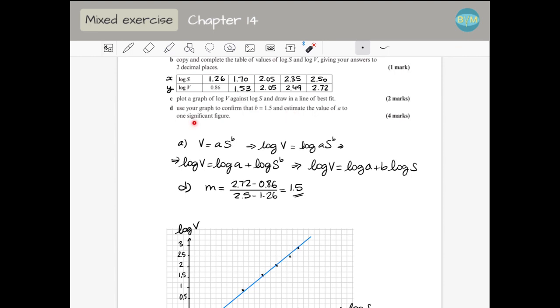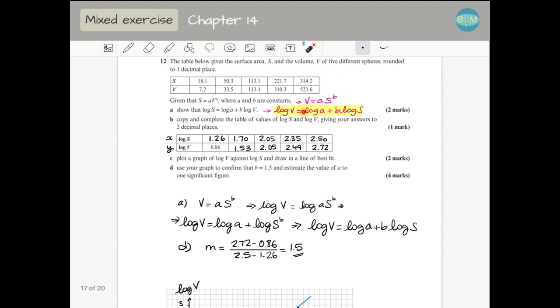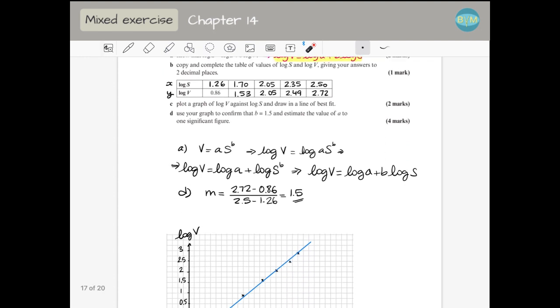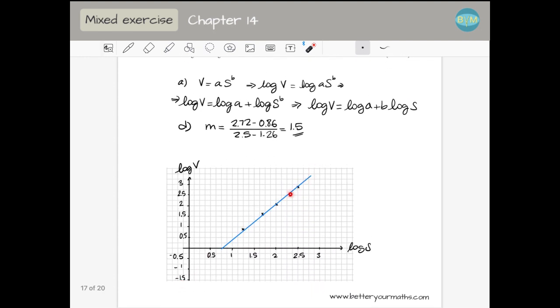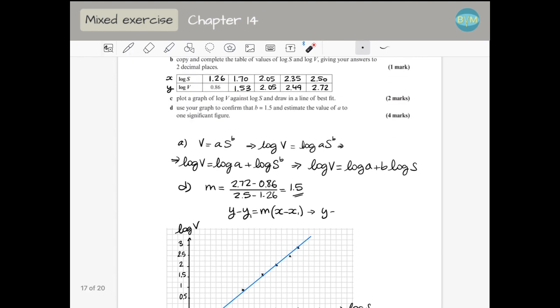Then estimate the value of A. A is going to be the y-intercept of this line. I could extend it and try to guess more or less, but it's a bit difficult with the scale. So what I'm going to do is write the equation of the line and then use it from there. I'm going to do y minus the y of 1 point equals the gradient times x minus the x of 1 point, because I already have the gradient. I can choose any point really, for example this one in the middle.